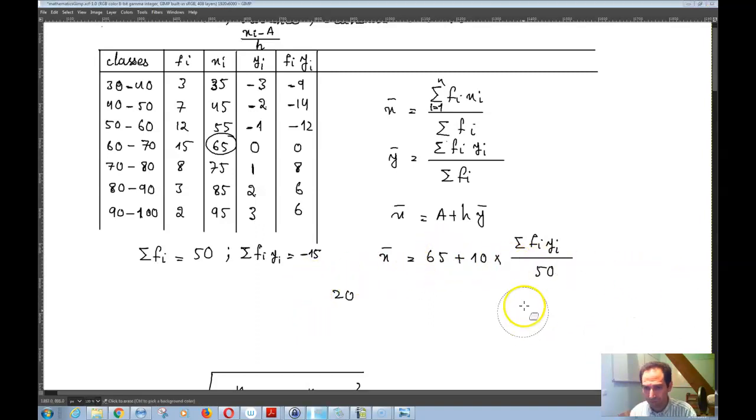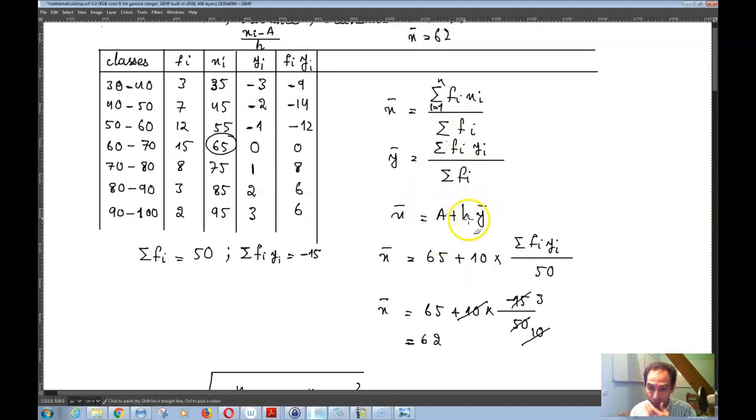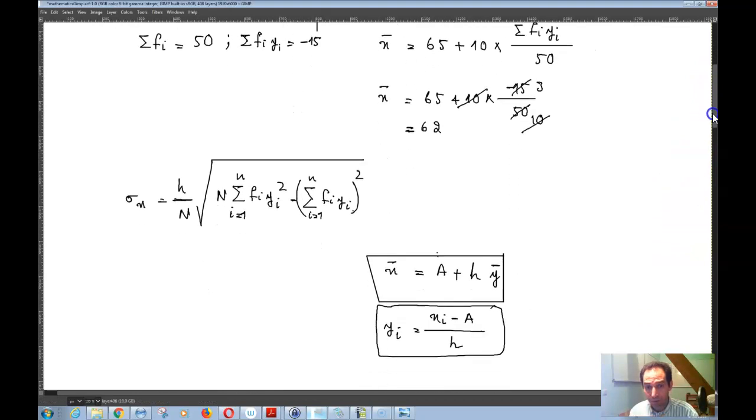So that means you can write your x bar as 65 plus 10 times negative 15 over 50. Divide by 5, you'll get 3, divide by 5, you'll get 10. 10 and 10 cancel out. 65 minus 3 is equal to 62. So your x bar is equal to 62. You see how easy it is to calculate using these formulas.